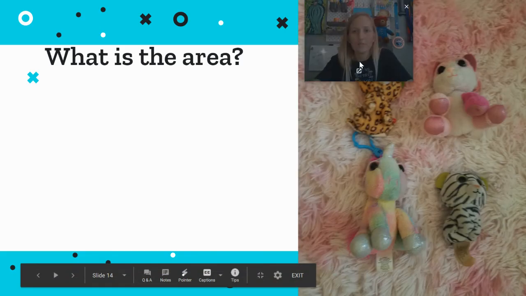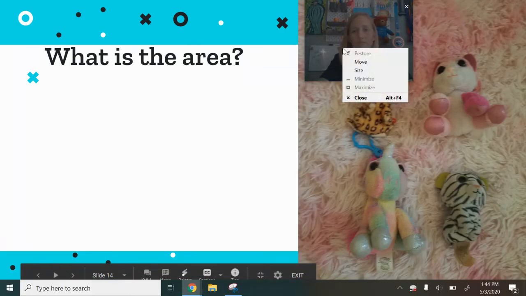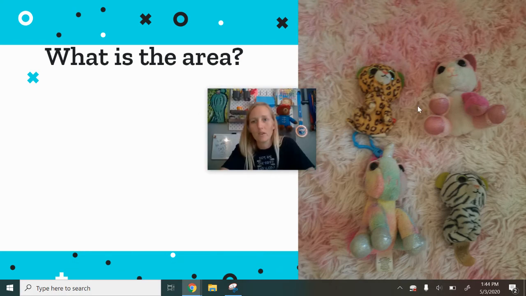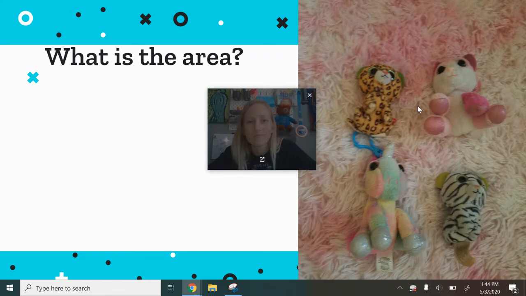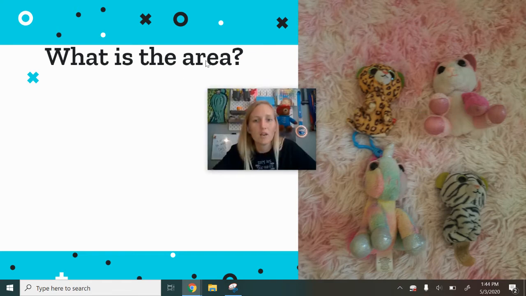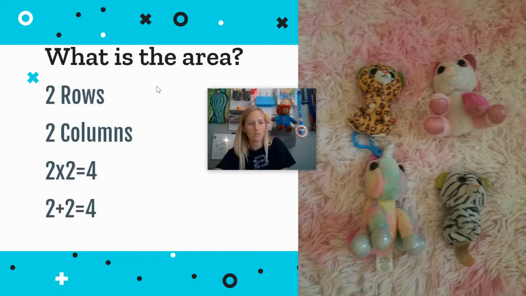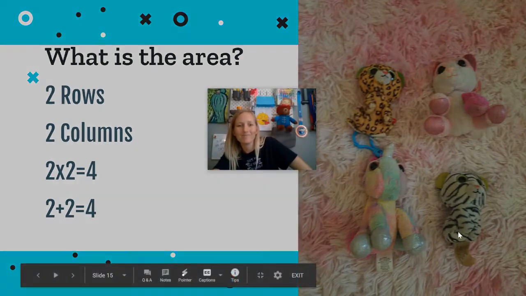All right, let's look at this one. How many little animals do we have on this one? Okay, on this one we have 2 groups of 2. 2 times 2 equals 4. 2 plus 2 equals 4. 2 rows and 2 columns, which makes 4.